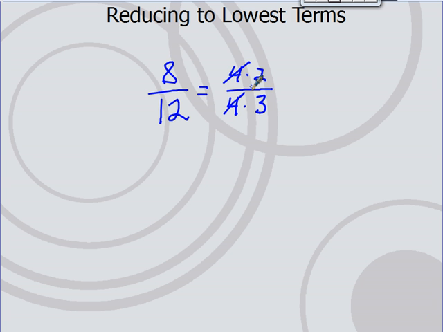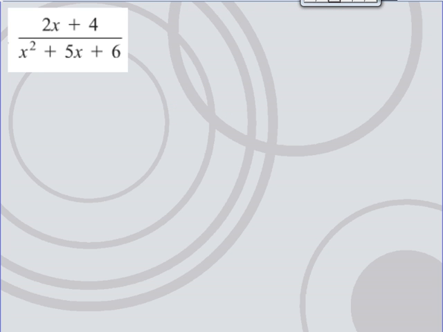And you were left with 2/3. So when you found a number that divided into both, in essence, you were factoring and then canceling out that factor. We're doing the same thing here.